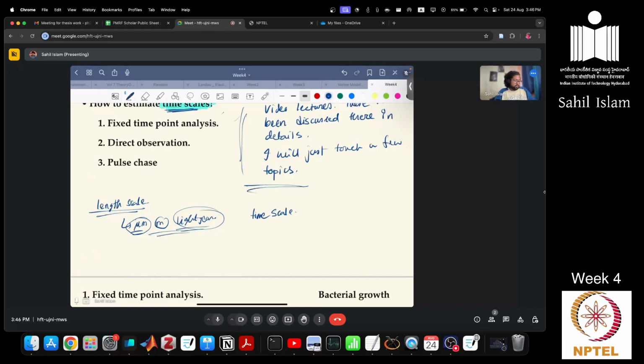Time scale tells you how fast stuff is going on, how fast something is moving. For planets and stars, you can express their age, or the speed of a planet, by associating a time with it. Similarly, at the micro scale you have cells, and cells can move around. Bacteria also can move around.